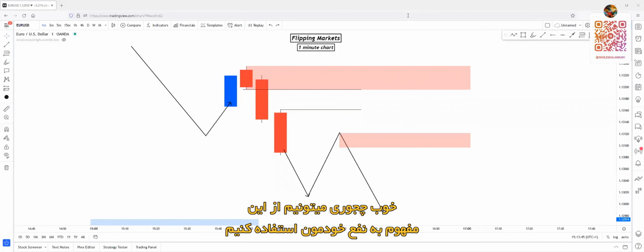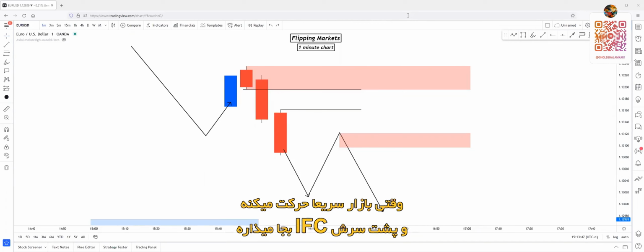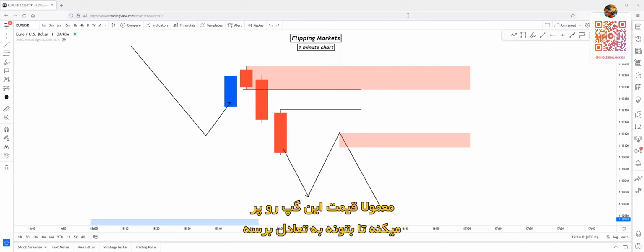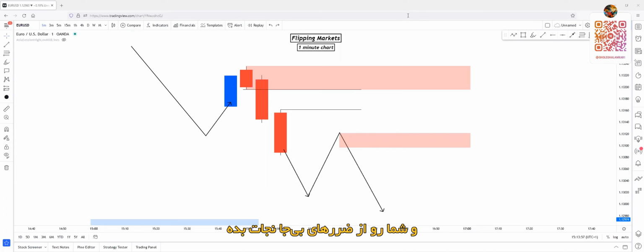Okay, but how can we actually use this to our advantage? When the market moves rapidly and leaves inefficiency behind, price usually fills the created gap to restore the balance. Marking inefficiencies and combining them with supply-demand zones can help you avoid a lot of early entries and can save you from unnecessary losses. Okay, so let's see the example.